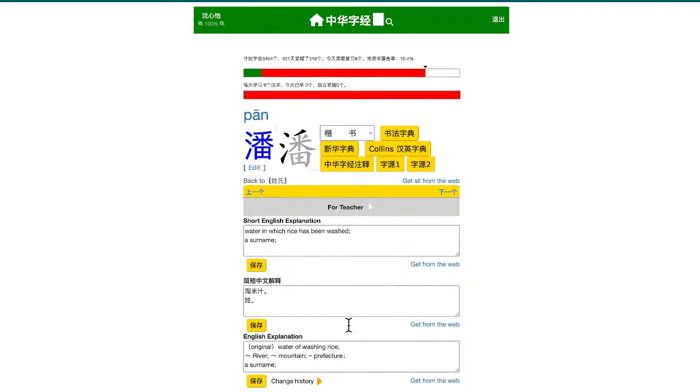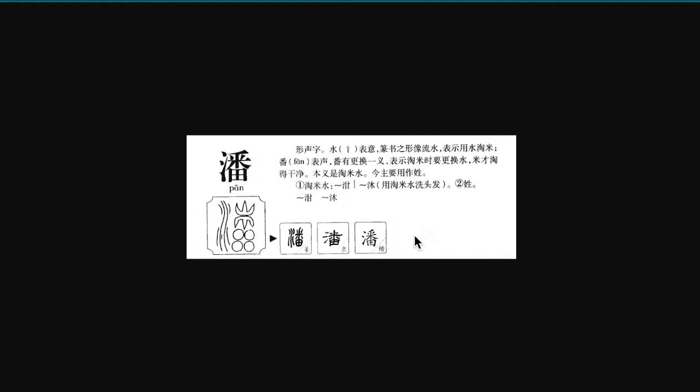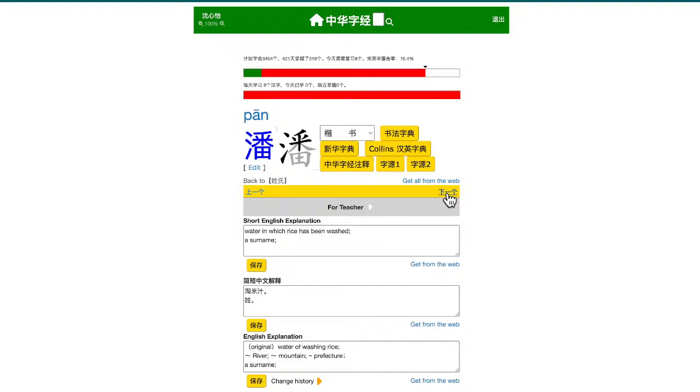So pretty much this is nowadays only used as a surname. Okay, it's kind of Pan. Now let's take a look at that. This one on the right is the Fan. Fan is for pronunciation, and Fan has the meaning of exchange. This is because for washing rice, you have to wash it several times. You have to change the water several times. So that's why. But nowadays it's only used for a surname, right? Pan.